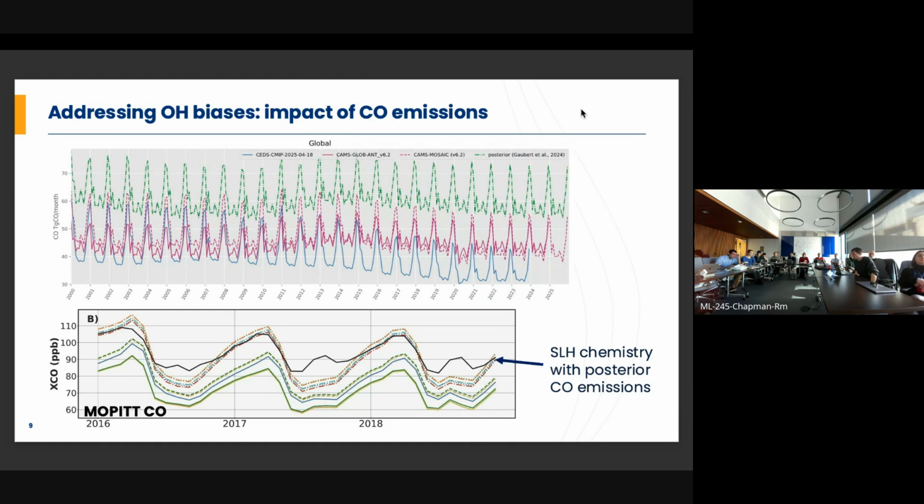The other thing we found is that posterior emissions from earlier studies using MOPITT were much higher. And you need to use higher CO emissions from anthropogenic sources in order to actually reproduce the satellite observations. So here is TS1.2. When you have the SLH, you're reducing the bias, and then when you add SLH and posterior CO emissions, you are now fitting the satellite observations.